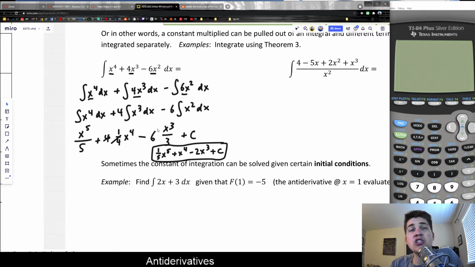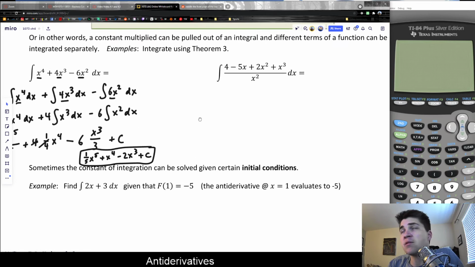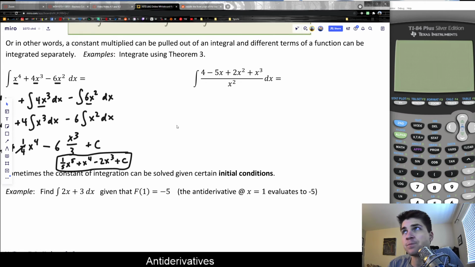And as always, I could check my answer by taking the derivative to make sure. If I differentiate, the 5 will drop and cancel out, so I would just leave x to the 4th, perfect. Derivative of x to the 4th is 4x cubed, perfect. And then derivative of negative 2x cubed is negative 6x squared, perfect. Derivative of c, 0. Again, I always recommend checking your antiderivatives until you're starting to feel more comfortable with each of the rules and each of the steps.